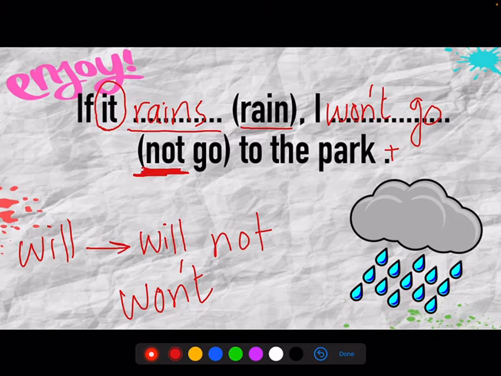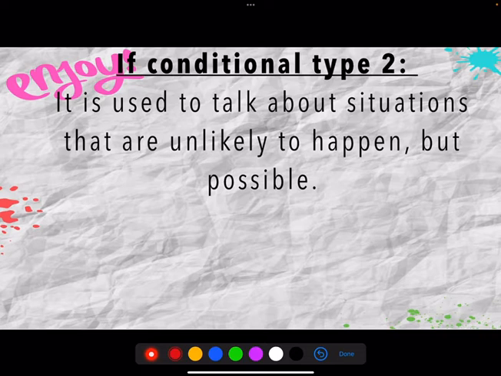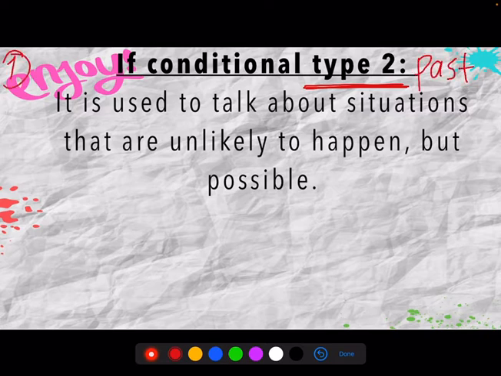Now we are going to move to another kind of if conditional, which is the second type of if conditional, which we call the second if conditional. We use the second if conditional to talk about situations that are unlikely to happen but possible. But here in the type 2, we're going to use the past form. So the first one talks about present. The second type talks about past.